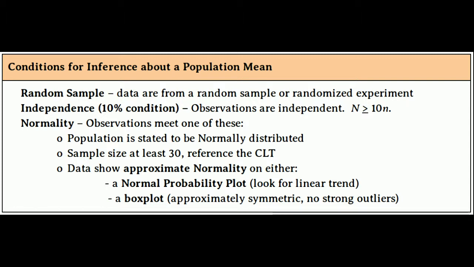The observations need to meet one of these three things. We're no longer checking np and n(1 minus p) greater than or equal to 10, because that was for proportions and we don't have p in this case. Number one, the population could be stated to be normally distributed. Number two, the sample size should be at least 30, and then the CLT can be referenced as saying we have approximate normality. Or you can take a look at your sample data if the sample size is smaller than 30. Take a look at a normal probability plot and look for a linear trend, or look at a box plot and show that it is approximately symmetric with no strong outliers. So as long as one of those conditions is met, we have normality.